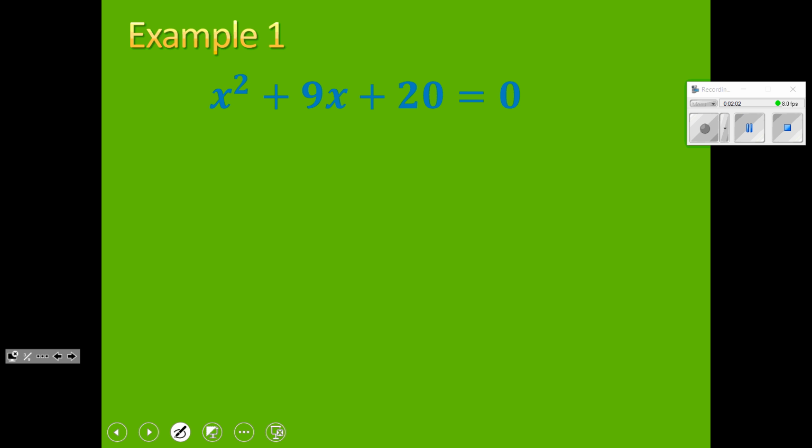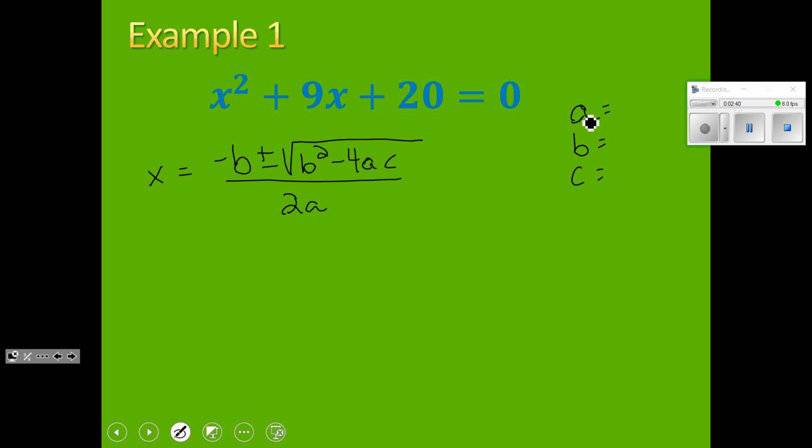All right, so let's look at example 1. X squared plus 9x plus 20. First of all, is it set equal to 0? Yes, it is set equal to 0. So we're going to use the formula x equals negative b plus or minus the square root of b squared minus 4ac all over 2a. So, step 1, let's label a, b, and c.